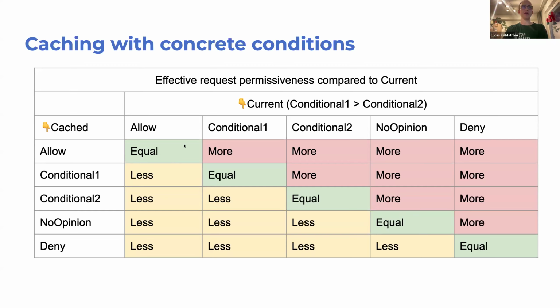So for example, we cached an allow and the most recent is an allow. So those are the same. But now, what is shown here is what happens when you execute this against the cached version, in terms of permissiveness compared to the current one. If you cached an allow, your request will get allowed because of the cache. But in the most recent policy version, it would only be conditional, so it would be less permissive, which means this request is actually getting more permissive treatment than it should have, and vice versa here.